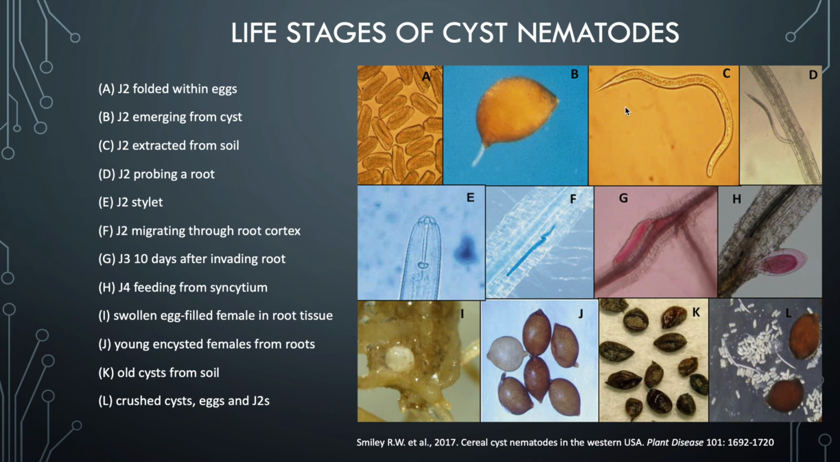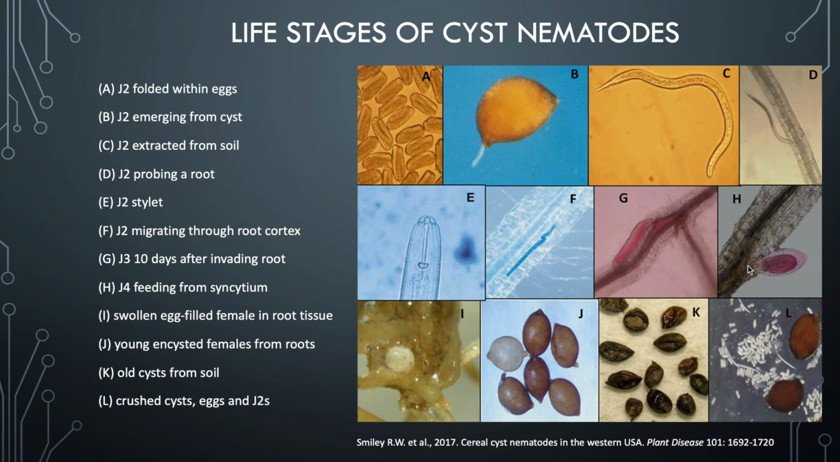Here we have a J2 that has been extracted from the soil. Here we see it probing at a root, trying to get in and piercing the root with its large hypodermic needle to get into the root, and once in the root, it migrates through the root cortex to a site where it can develop a syncytium, so a feeding site, and it does so by inducing the plant to use its cells and produce this one big cell with multiple nuclei to feed the nematode, and this happens via secretions produced in the pharyngeal glands of the nematode.